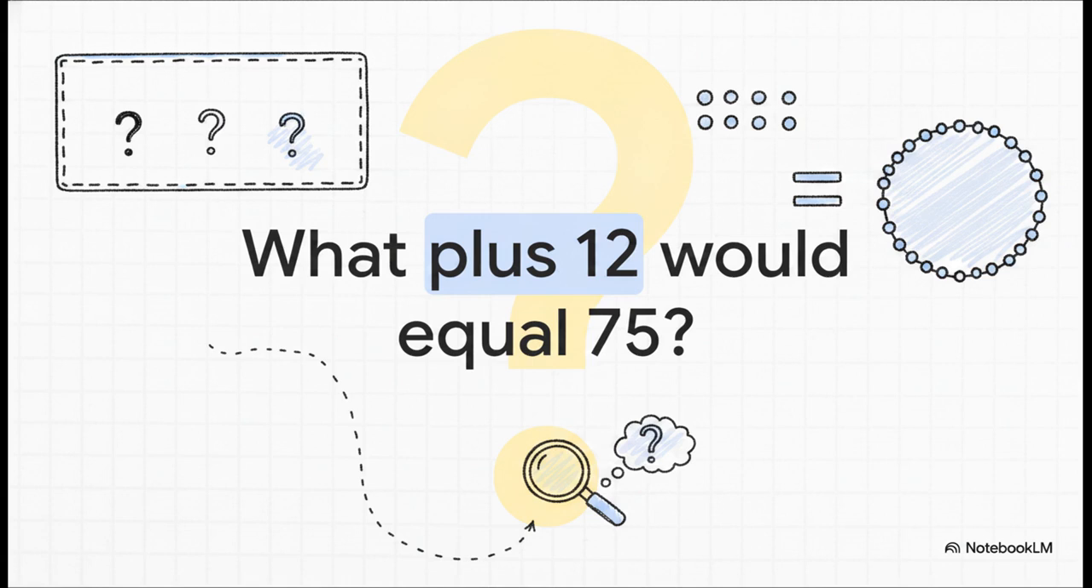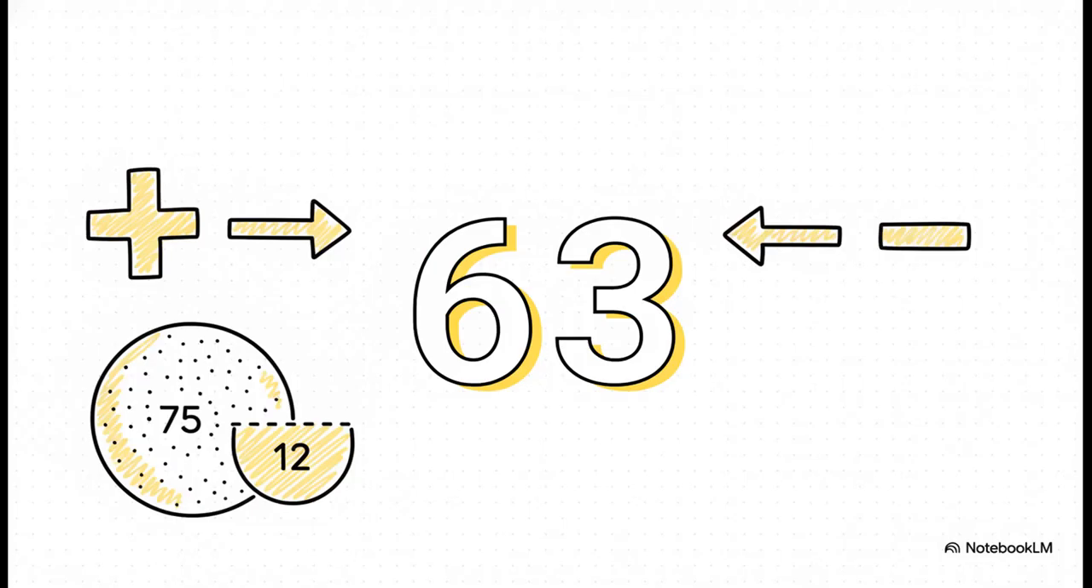Here's a fun little thought experiment for you. We have a blank space plus 12 equals 75. So something unknown when added to 12 gets us to 75. How do you go about finding that missing piece without just guessing randomly? Well, the answer is 63. But the absolutely crucial point here is how we got there.